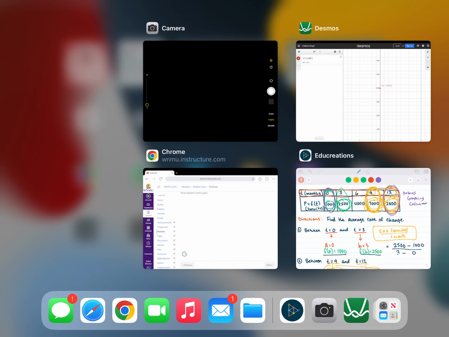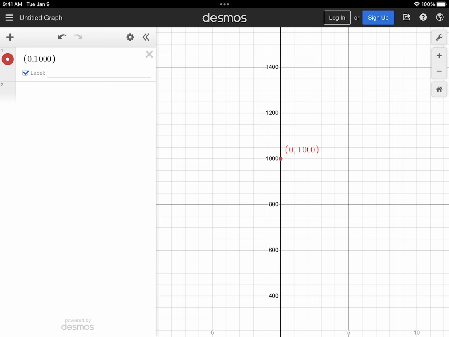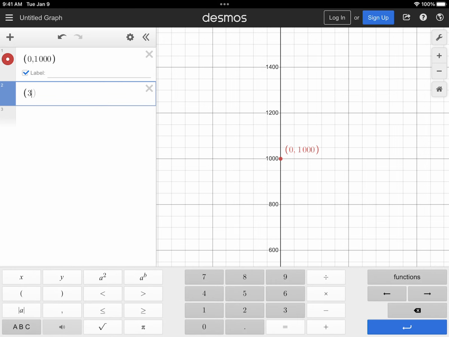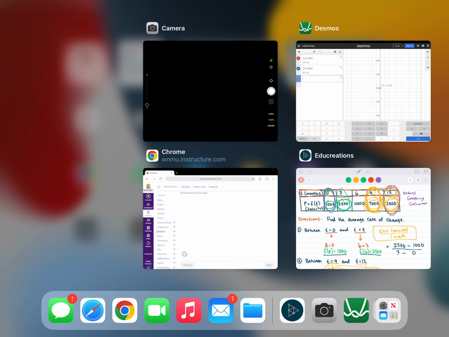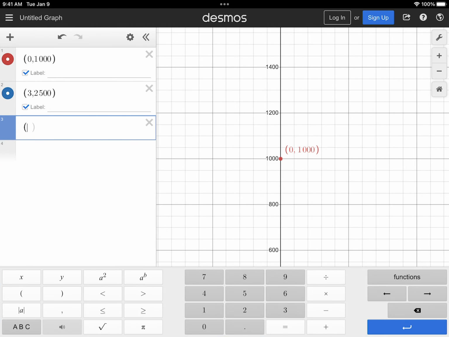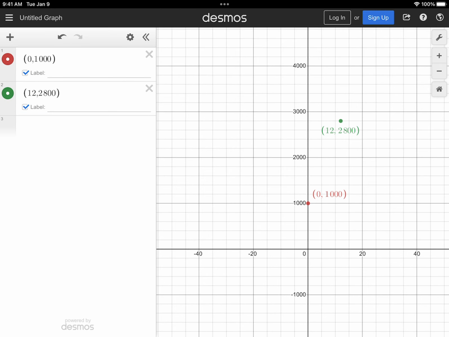The next one is 3, 2,500. Again, I can label it. And you can do the rest of them, but I'm going to just look at 12, 2,800, which is the point that we're interested in. So 12, 2,800. Let's label that. I'm going to get rid of this middle one just to show you guys. I'm going to zoom out a little bit.